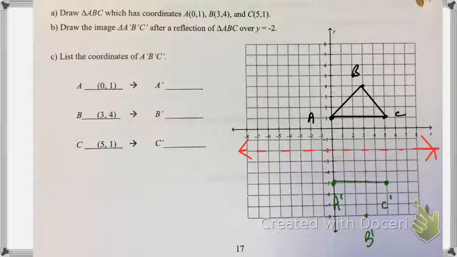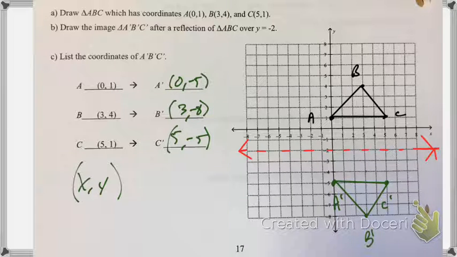So instead of across the x-axis, I'm going across this line, y equals -2. And I get points A prime 0, -5. B prime is 3, -8. And C prime is 5, -5. Let's look at our rule. What's happening to x? Yeah, nothing's happening to x. So a reflection across the x-axis is a -y. And then what do I have to do to my -y?